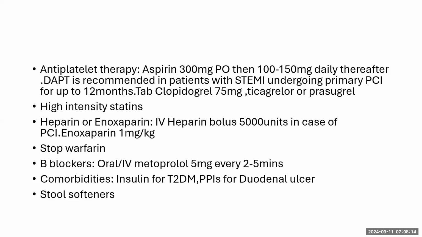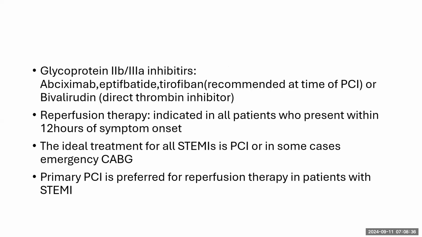Since I'm going to give the patient heparin or enoxaparin, I will stop the warfarin of 5 milligrams the patient was previously on. I also want to give the patient beta blockers, oral or IV metoprolol, 5 milligrams every 2 to 5 minutes. Then I'll treat comorbidities, which are type 2 DM and duodenal ulcer. I'll give insulin for type 2 DM and PPIs for duodenal ulcer. I also want to give the patient stool softeners.